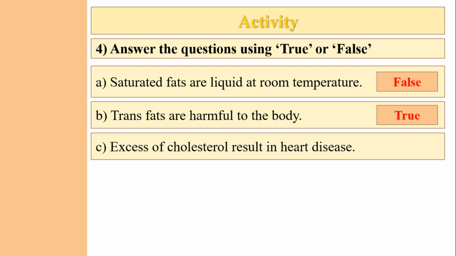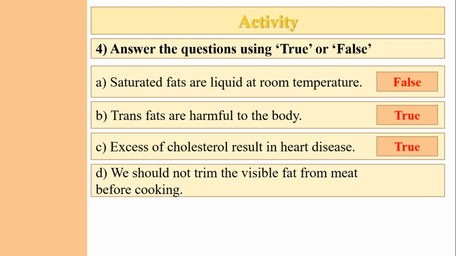Excess of cholesterol results in heart disease. True. Excess of cholesterol leads to blocked and clogged arteries, resulting in heart-related diseases. We should not trim the visible fat from meat before cooking. False. Instead, we should trim the visible fat from meat as they contain saturated fats and cholesterol.